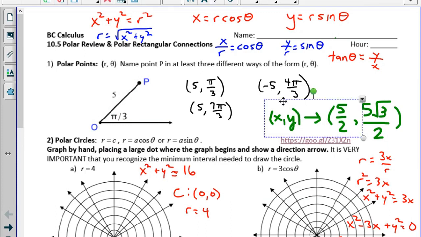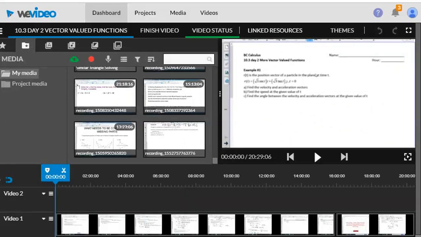Also, I gave you the rectangular coordinates, 5 halves comma 5 root 3 over 2 for x comma y, just in case you want them. Okay, circles.